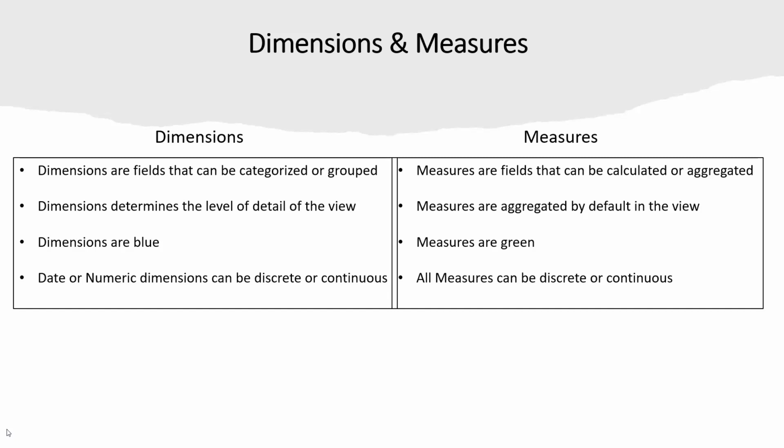When you have a numeric or date field as a dimension, we can choose to keep it as a discrete or continuous variable. All measures can be discrete or continuous.